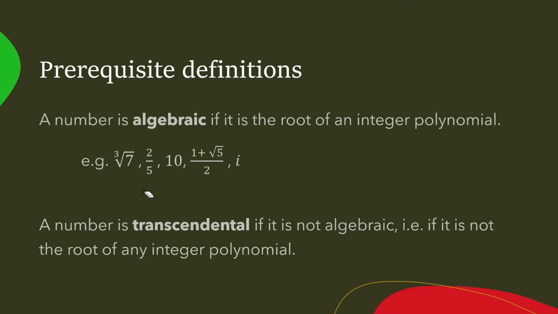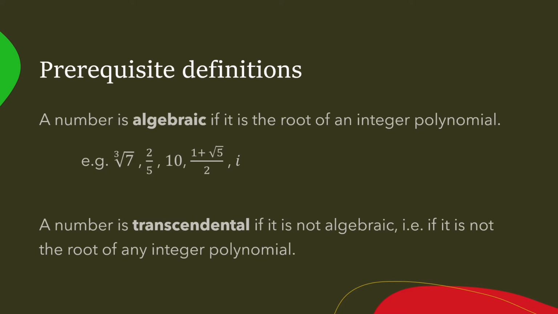Similarly, 2/5 is an algebraic number because it's the root of the integer polynomial 5x minus 2. 10 is an algebraic number because it's the root of the integer polynomial x minus 10. 1 plus root 5 over 2, by the way, that's the golden ratio, phi. And this is well known to be the root of x squared minus x minus 1, which is, again, an integer polynomial. And then finally, i, of course, we all know that that is a root of x squared plus 1. So these are all integer polynomials, and these were all roots of those things.